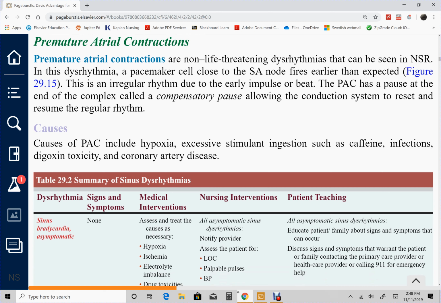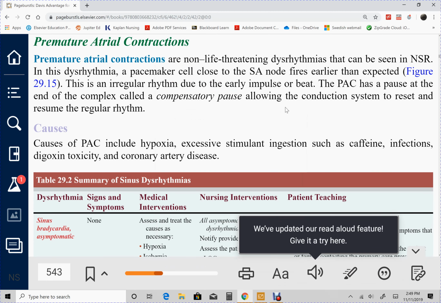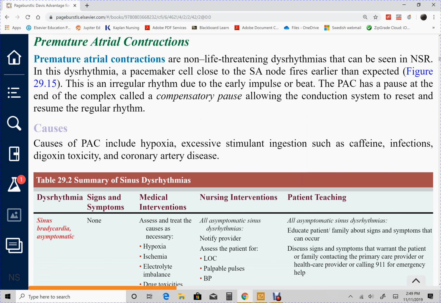As stated here, these are harmless dysrhythmias. Usually they appear in a normal sinus rhythm. You can easily identify a PAC because it looks different from a regular P wave. And it's also easy to identify because there's always a compensatory pause that follows the PAC. The purpose of the compensatory pause, as mentioned here, is to allow the conduction system to reset.